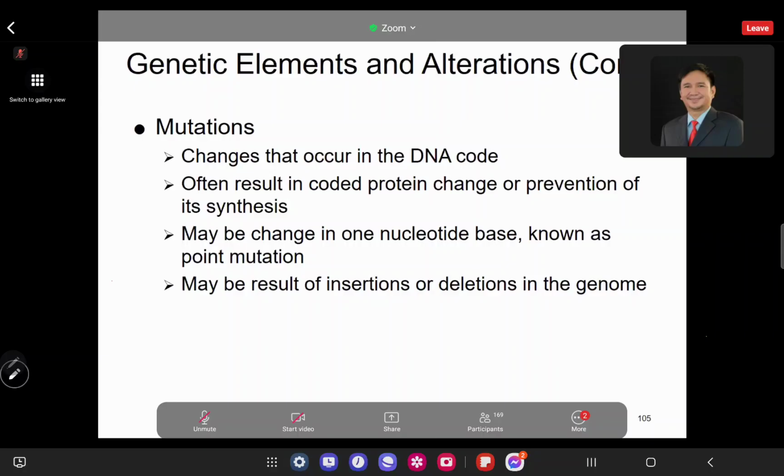What would be the effect? Altered or non-functional proteins, and it can contribute to antibiotic resistance or increased virulence. Therefore, the bacteria can become more pathogenic.